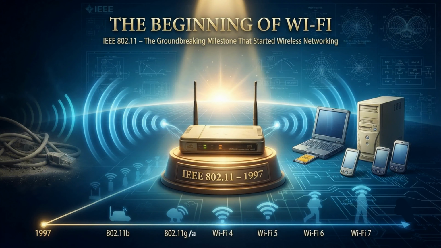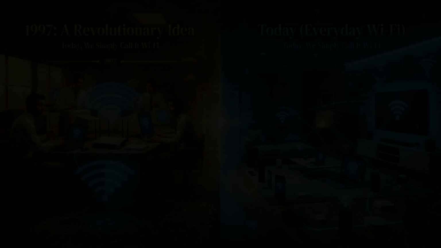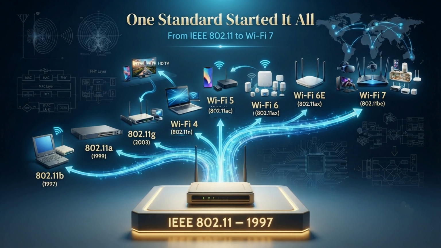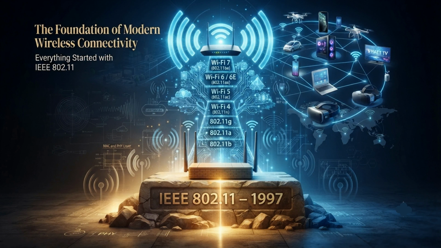The beginning of Wi-Fi. Despite its limitations, the original IEEE 802.11 standard was a groundbreaking milestone in wireless networking. For the first time, it proved that computers and other devices could communicate over a local area network without using cables. That may sound ordinary today, but in 1997, it was a revolutionary idea. Without this first standard, there would be no Wi-Fi 4, Wi-Fi 5, Wi-Fi 6, Wi-Fi 6E or even Wi-Fi 7. It truly was the foundation of modern wireless connectivity.